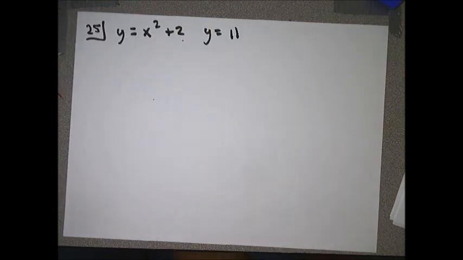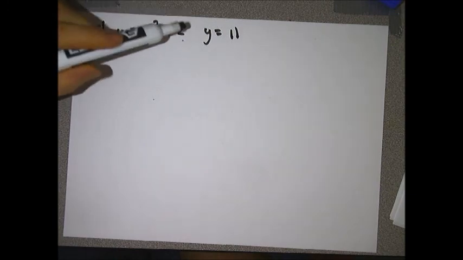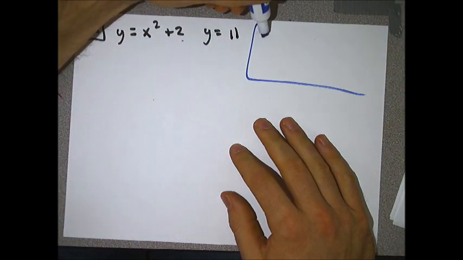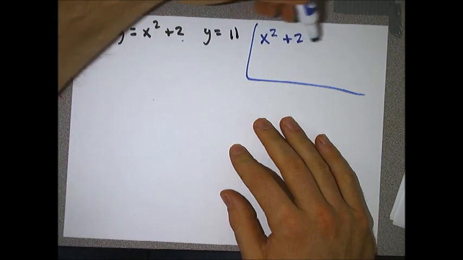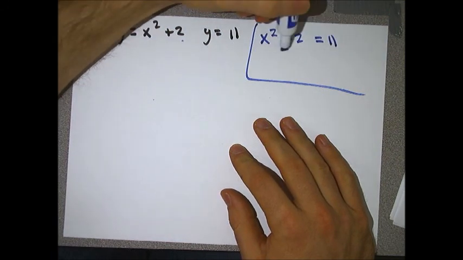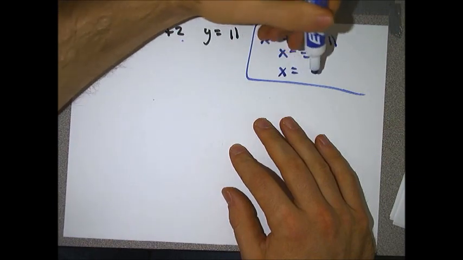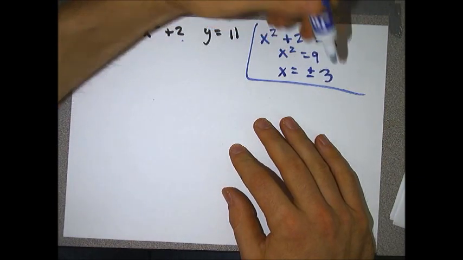Number 25, they give you y is equal to x squared plus 2, and they give you y is equal to 11. It asks for the area of the region enclosed. They do not give you any bounds. So to find the bounds, you set the equations equal to each other. Subtract 2, and you get 9. Square root both sides. x is equal to plus and minus 3.